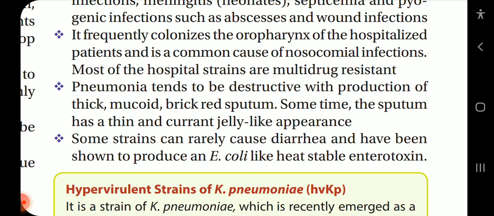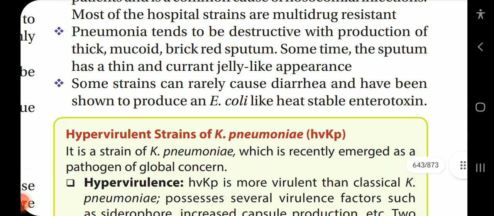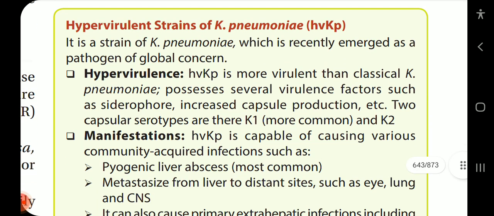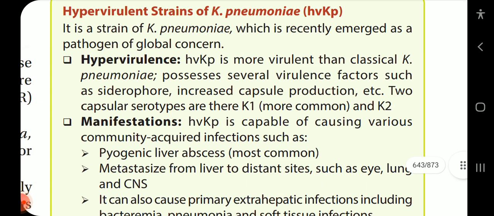Most of the hospital strains are multidrug resistant. Pneumonia tends to be destructive with the production of thick mucoid bloody sputum. Sometimes the sputum has a thin, currant jelly-like appearance. Some strains can also cause diarrhea and have been shown to produce an E. coli-like heat-stable enterotoxin.